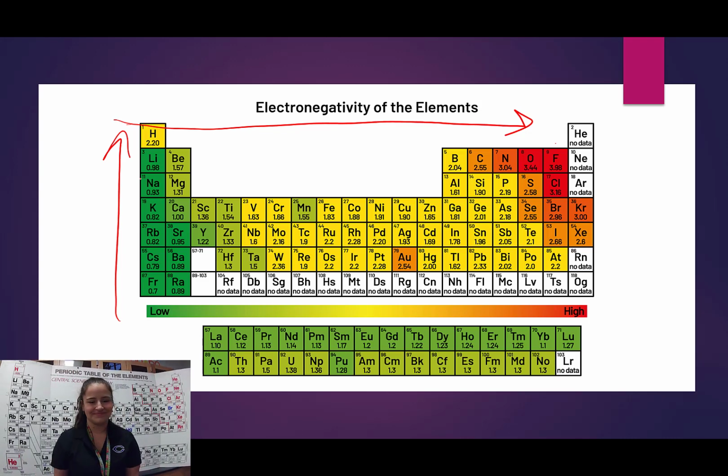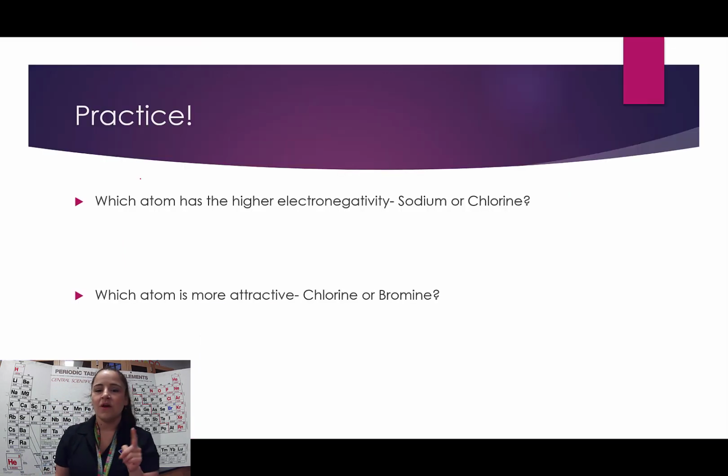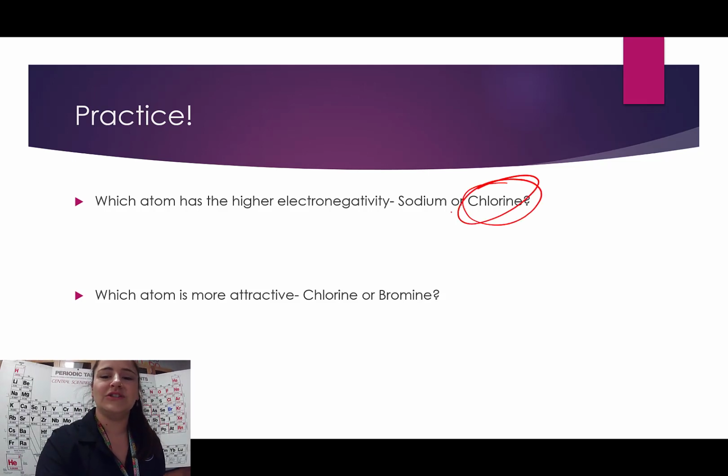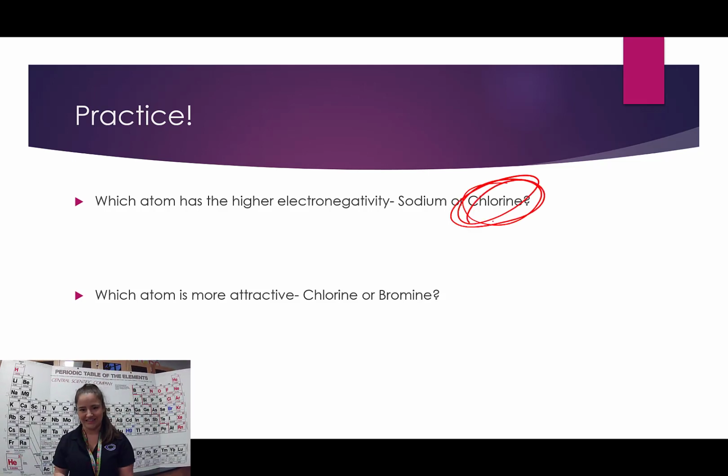Okay, cool. Let's practice with this one. Which atom do you think has the higher electronegativity? Sodium or chlorine? Sodium and chlorine are in the same energy level. But chlorine is super close to fluorine, the most attractive element. Chlorine is also much smaller than sodium. So chlorine is going to be way more attractive.